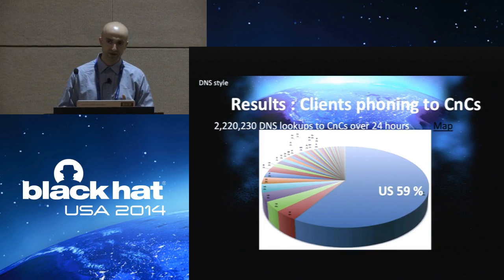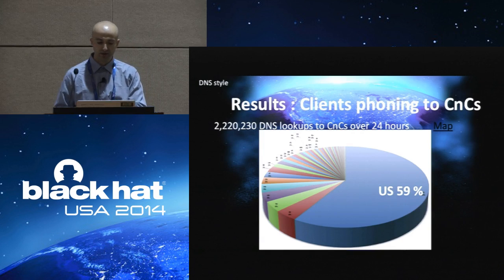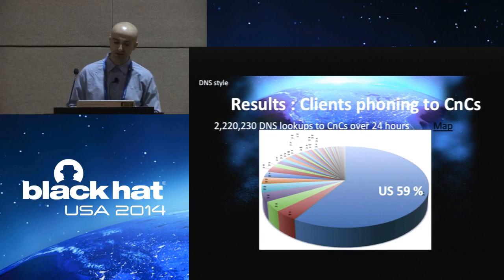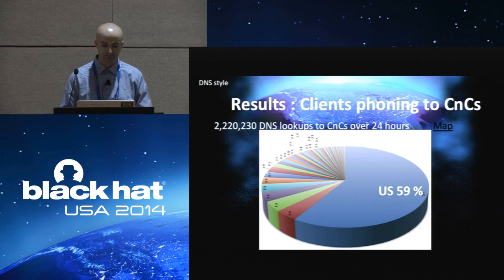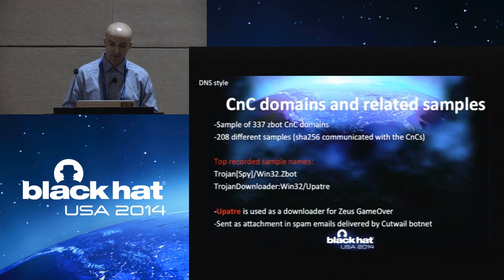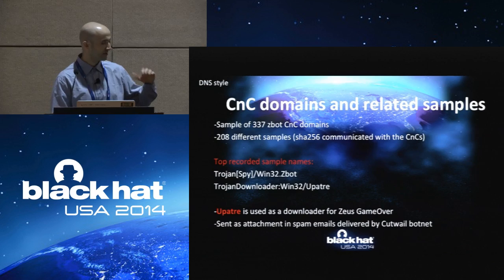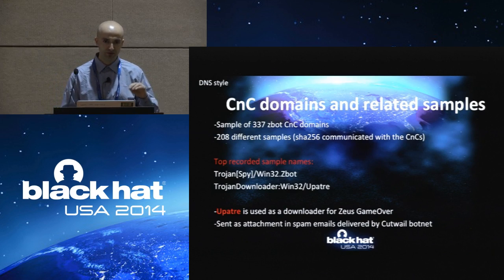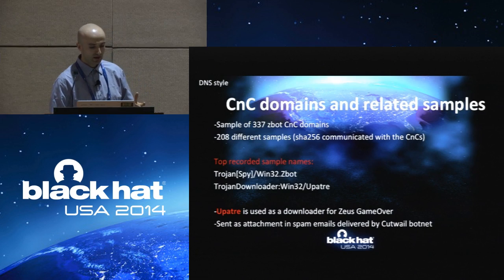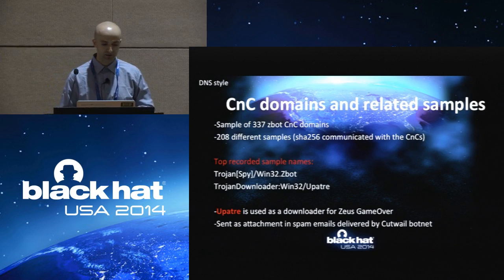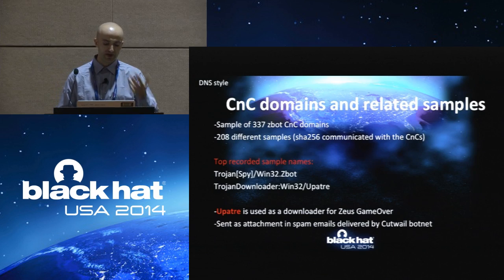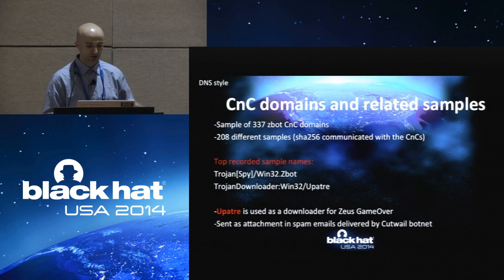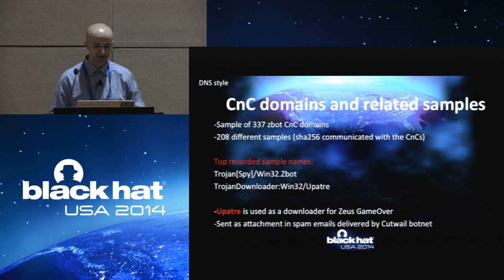Now, you might think this is because the bad actors are targeting North American machines, because that's where you'll find banking information and things like that. But maybe it's also because OpenDNS's traffic is mainly North American. And then finally, we took a sample of these CNC domains, and we tried to see what kind of malware is phoning back to them. With no surprise, Zbot was at the top of the list, and then Upatre was the second one. Upatre is a downloader for extra payloads, and it has been involved in dropping Zeus GameOver as a second stage infection.